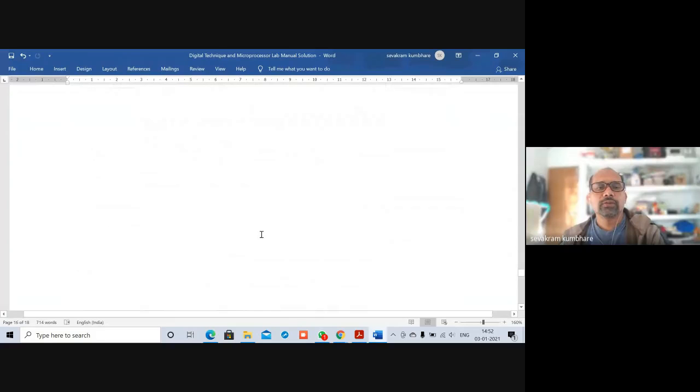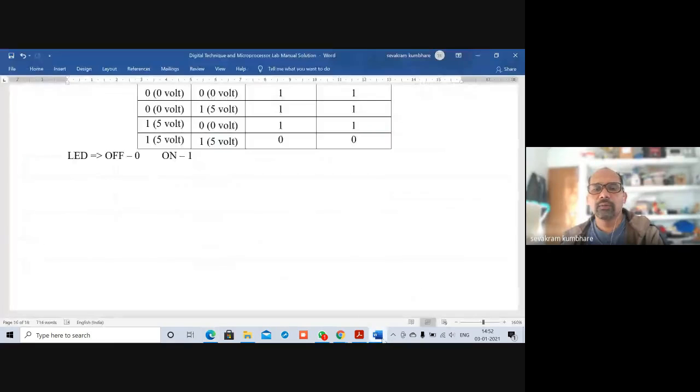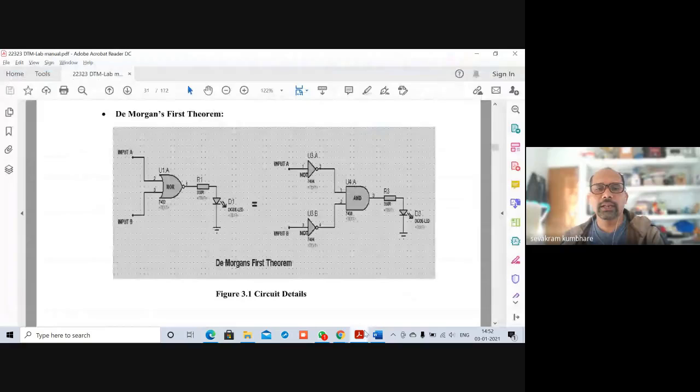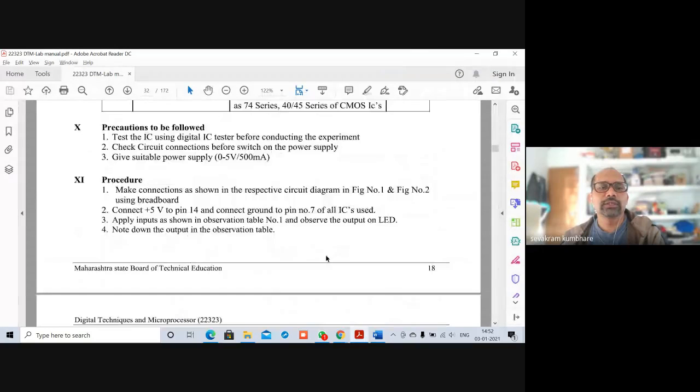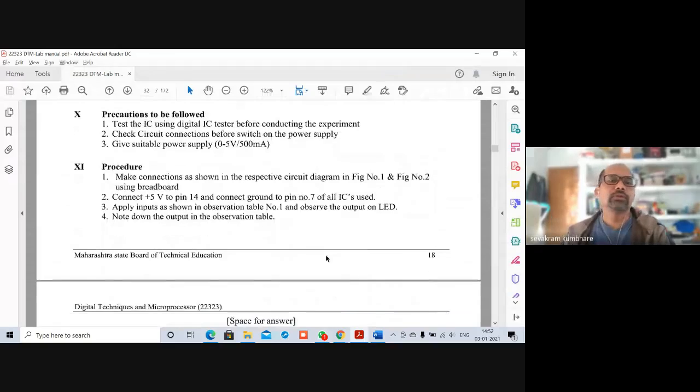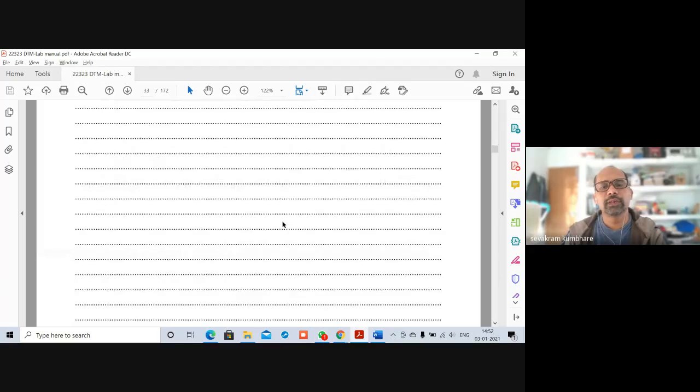So here we have completed experiment number 3. Some things are left, and hence we have proved also. Some of the things which you have to do. Procedure: again, whatever practical we have done, from that you can write down the procedure. Make connection as shown in the respective circuit diagram. Then connect 5 volt power supply to pin number 14 and 7 of all ICs. Then apply inputs as shown in observation table. Note down the output in the observation table. Like that you can write down the things.